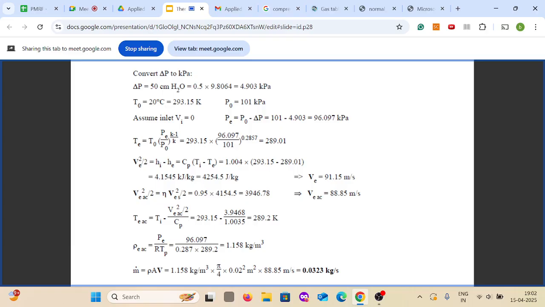Since these are the stagnation properties, we can assume inlet velocity to be 0. So the exit pressure is P0 minus delta P. P0 is 101 and delta P is 4.903. So the exit pressure is 96.097 kilopascal.